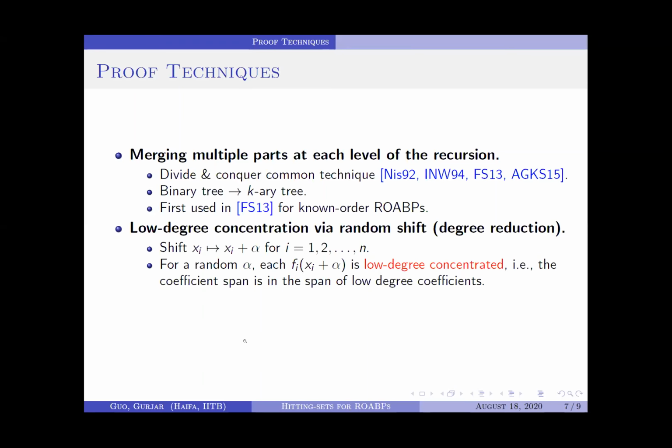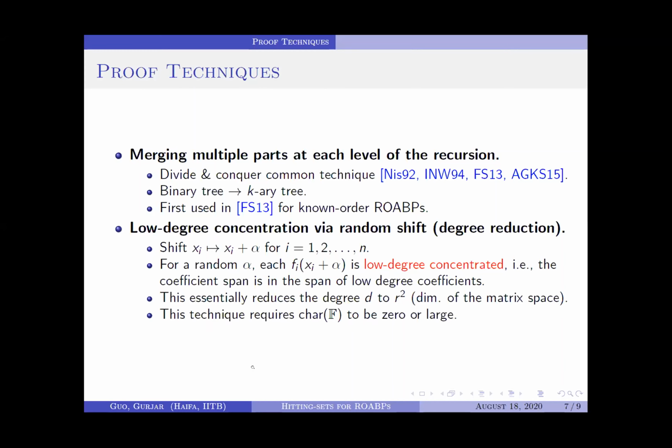And it can be shown that if alpha is random, then with high probability, the f after the shifting has some property called low degree concentration, which is useful for constructing the hitting sets. And this essentially allows us to reduce the degree d to r squared in our analysis, which is an improvement if d is much larger than r squared. However, this technique requires the characteristic to be 0 or large. And this is the reason our results are better when the characteristic is 0 or large.